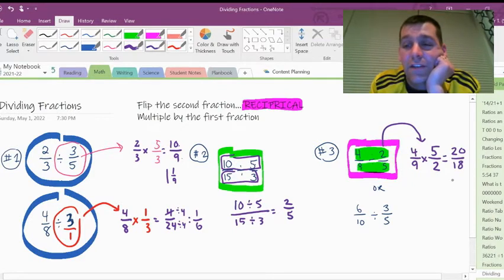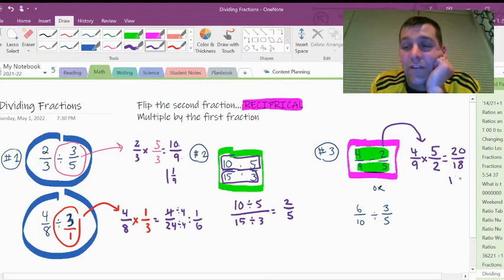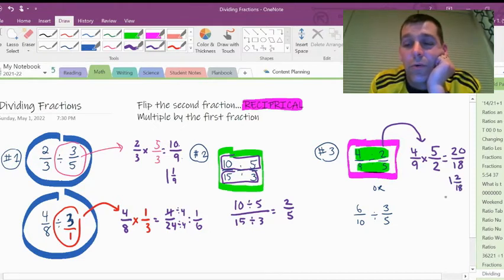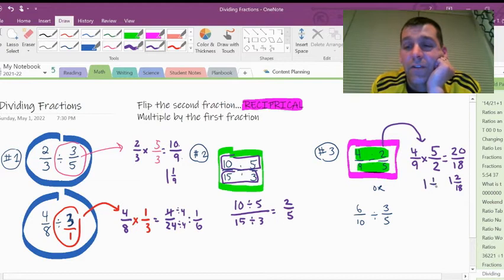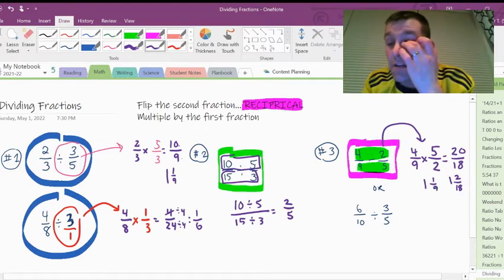And 20/18 in this case, I can simplify it and go, hey, that's 1. I can take 18 out of there, I got 2/18, or 1 and 1/9, because 2/18 is equal to 1/9.